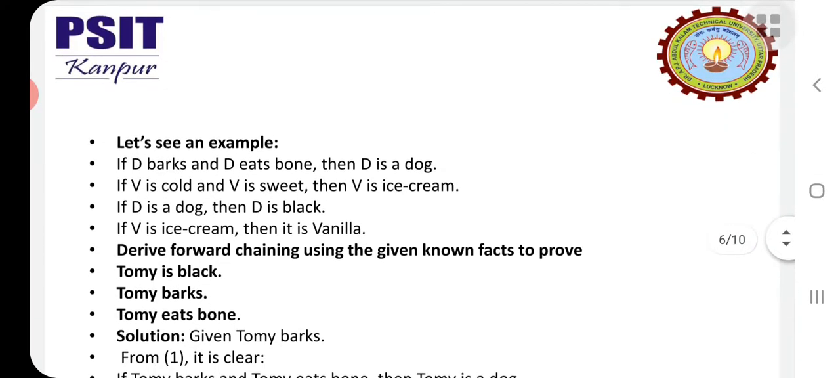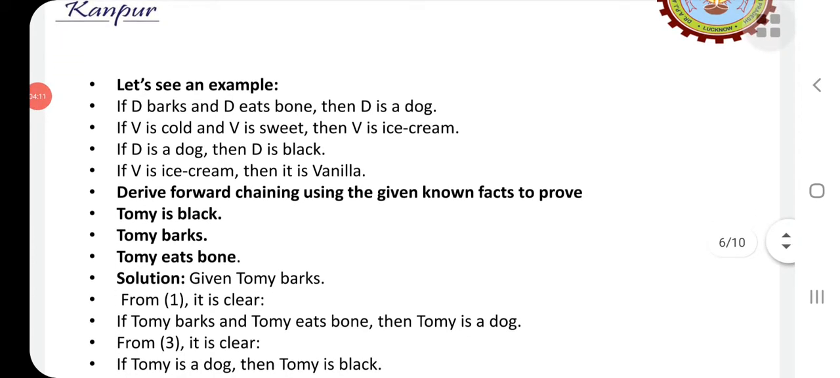Now let's see an example. With the help of an example, we can easily understand forward chaining. A total of four statements are given, which means they are known facts. On the basis of these known facts, using forward chaining, you have to prove that Tommy is black, Tommy barks, and Tommy eats bone.